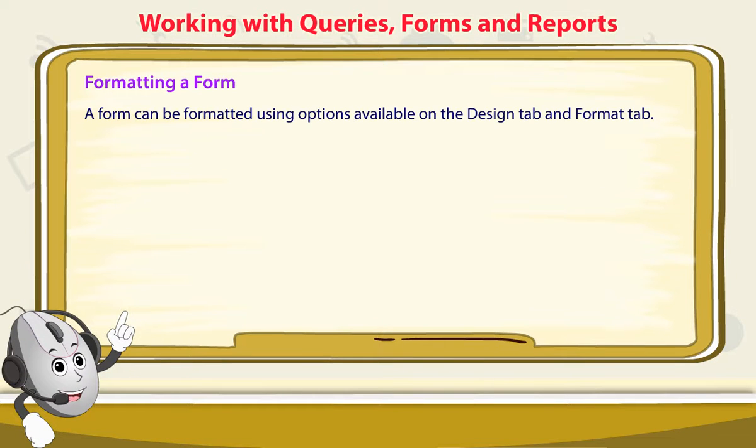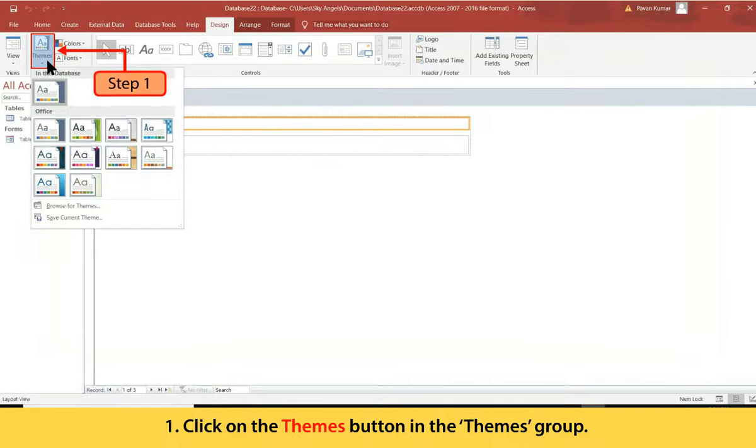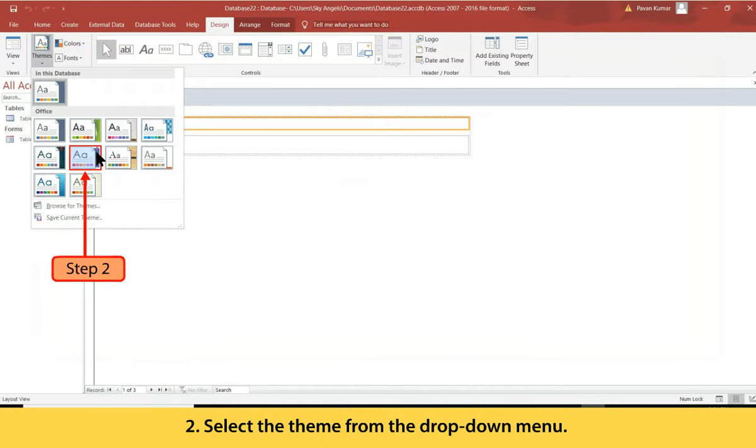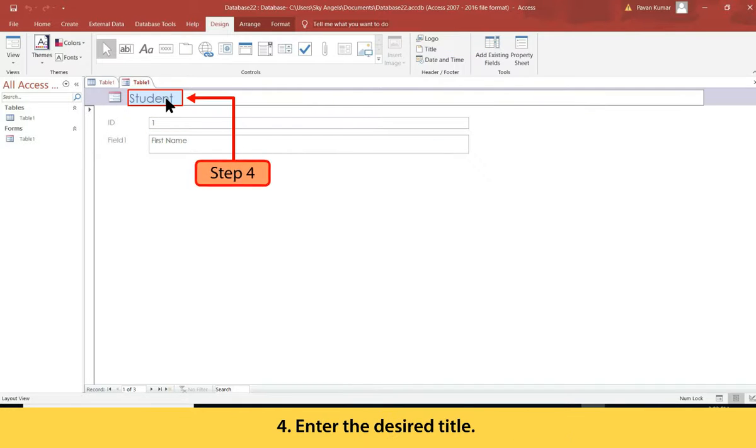Formatting a form. A form can be formatted using options available on the Design tab and Format tab. Follow these steps to format a form using the Design tab. 1. Click on the Themes button in the Themes group. 2. Select the theme from the drop-down menu. 3. Click on the Title in the Header/Footer group. 4. Enter the desired title.